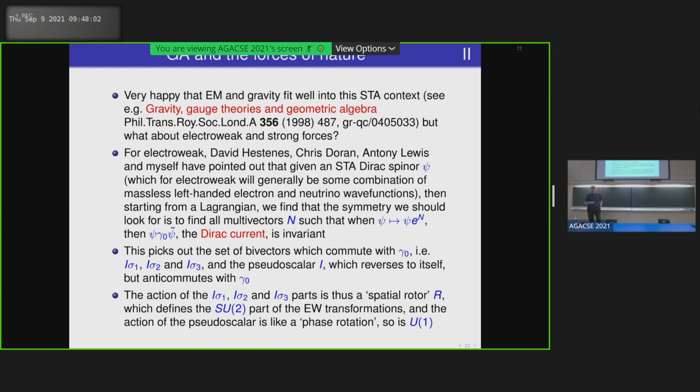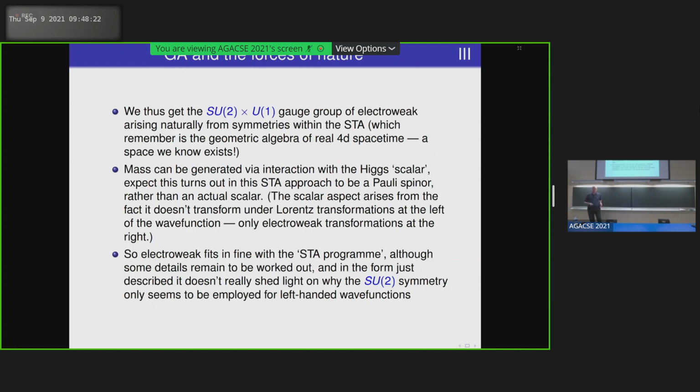And so the I sigma I bits thus form a spatial rotor R, which defines the SU2 part of the electroweak transformations, and the pseudoscalar is just like a phase rotation, so it's U1. So straight out of that, you get an SU2 cross U1 gauge group of electroweak arising naturally from symmetries within the STA.